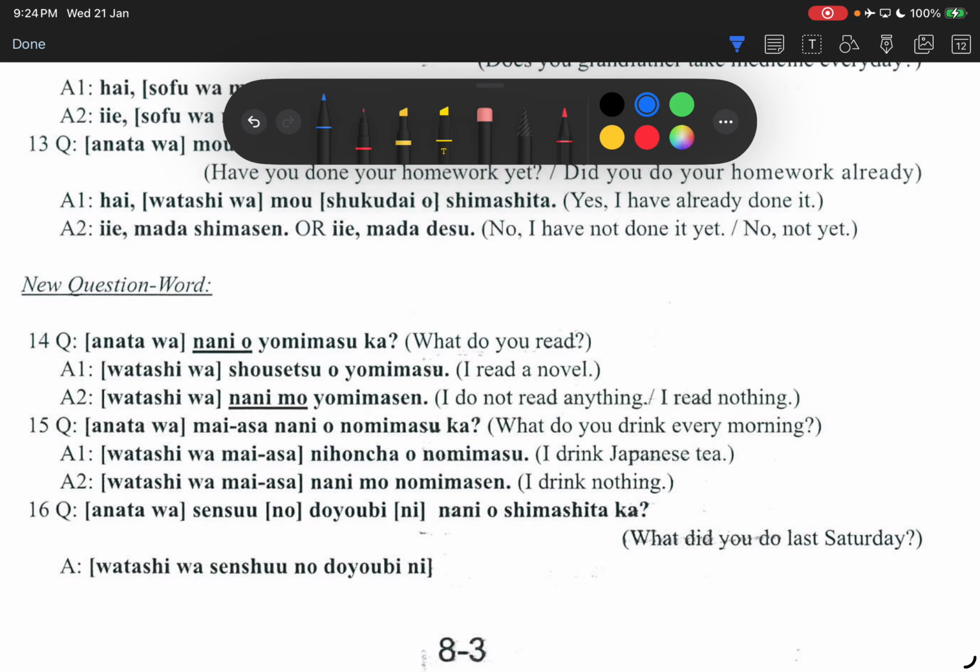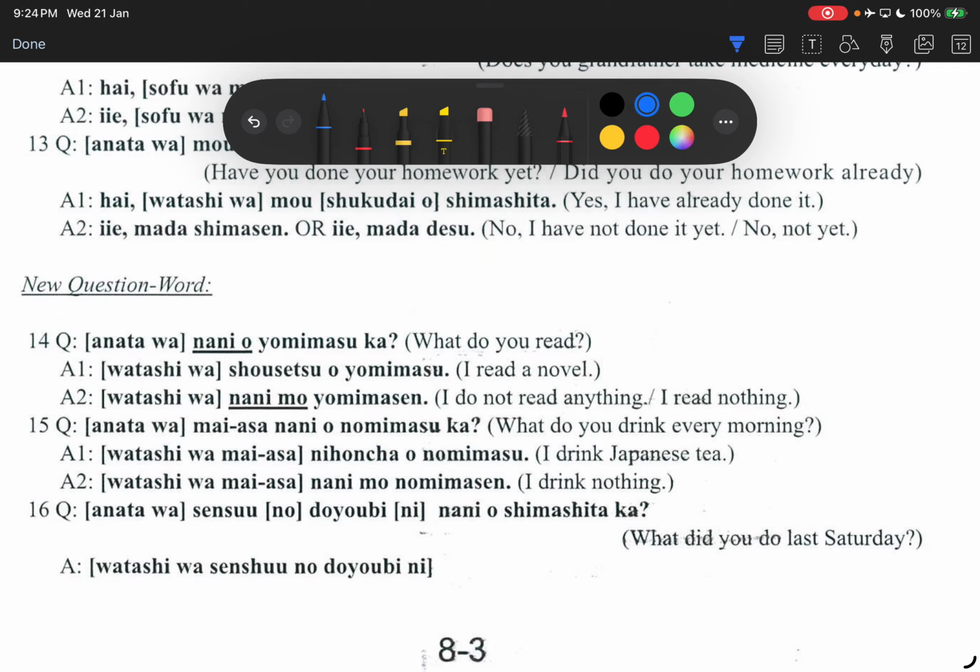Senshu doyobi nani o shimashita ka? So senshu is a time expression. Usually we can put a no. If you don't want to put a no, up to you, but of course putting a no is better. Senshu no doyobi, so Saturday belonging to last week. In English we can say Saturday of last week, but usually we say last week Saturday, so we skip the particle also. In Japanese, same, we can skip the particle as well.